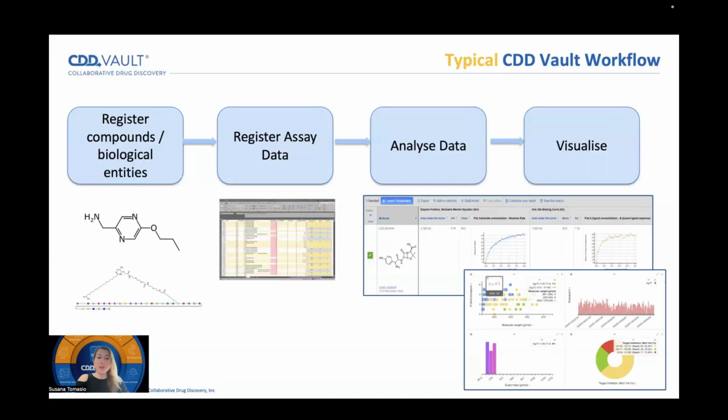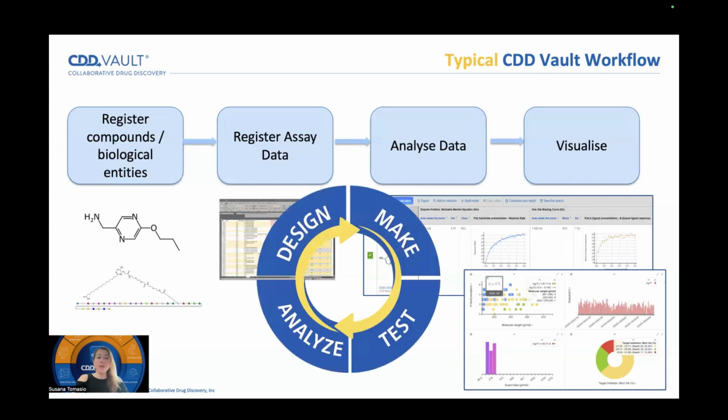And just to summarize, the typical CDD Vault workflow involves the registration of compounds or biological entities, the registration of assay data, and then analyzing, reporting, searching, and visualizing the data. This covers the make, test, and analyze of the DMTA cycle.